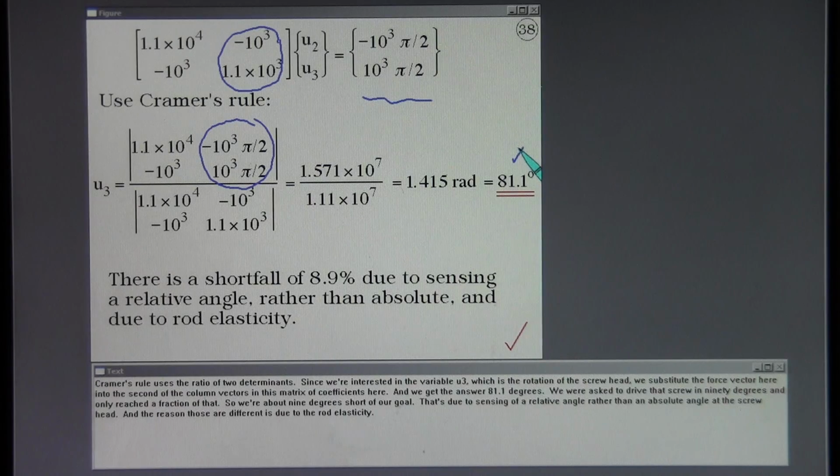We were asked to drive that screw in 90 degrees and only reached a fraction of that, so we're about 9 degrees short of our goal. That's due to sensing of a relative angle rather than an absolute angle at the screw head, and the reason those are different is due to the rod elasticity.